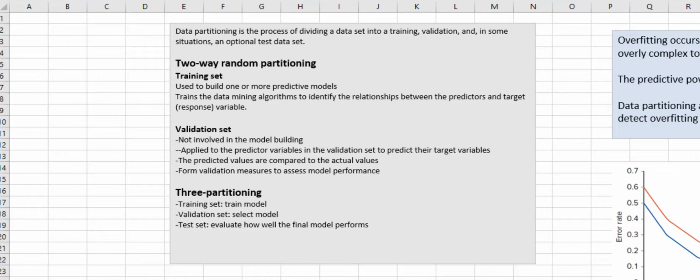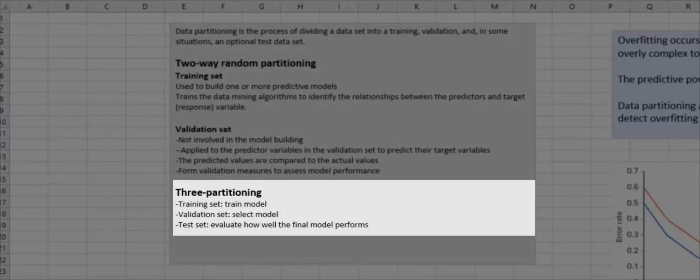And we use the root mean square error to choose the best model. The model with the lowest root mean square error was chosen. Some analysts use the three-way partitioning technique. In this technique, you have a training set, you train the model; a validation set, you select the model; and finally, you have the test set in which you evaluate how well the final model performs.